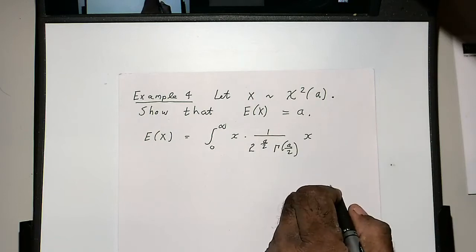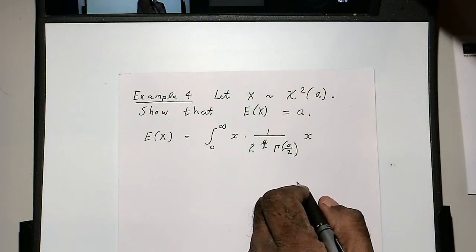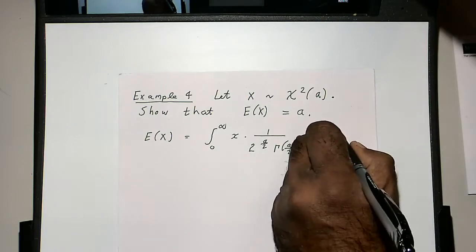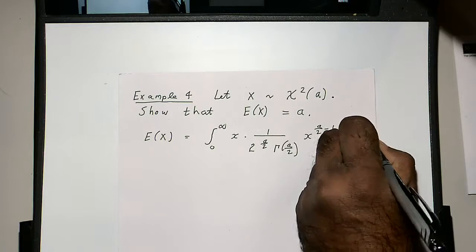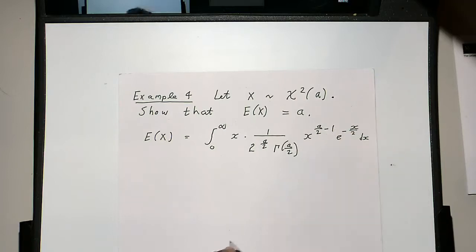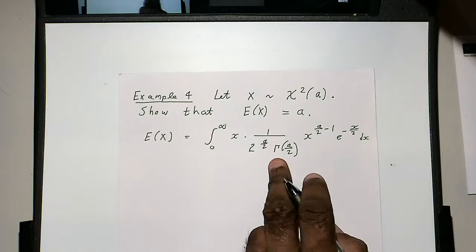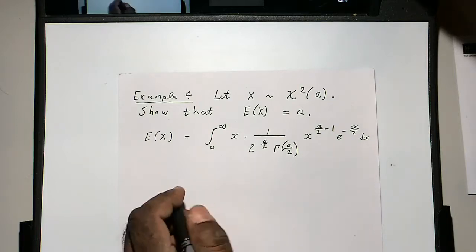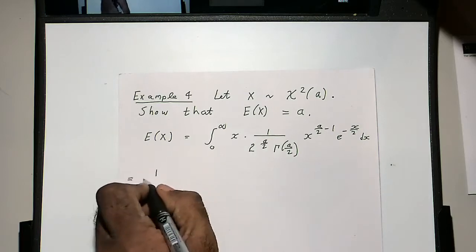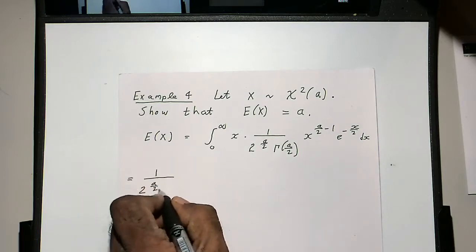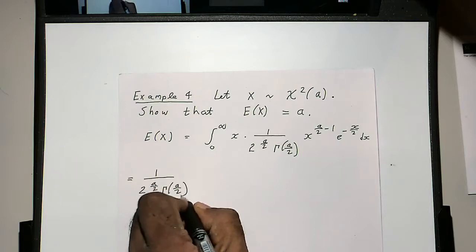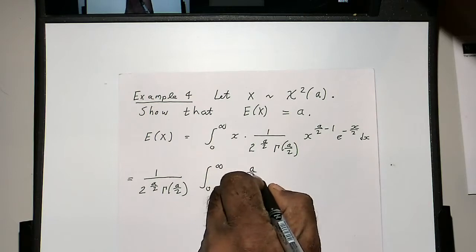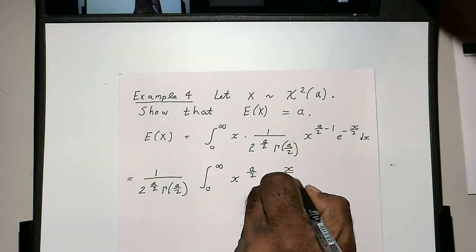By the way, I assume you know what a gamma function is, right? Or you don't? If you don't, let me know. There's a video on the gamma function which you can find on the course webpage. I will show you in a sec. This is the density of a chi-squared variable with a degrees of freedom, right? Now this you can write as the integral from 0 to infinity of x to the power a over 2 e to the minus x over 2 dx.